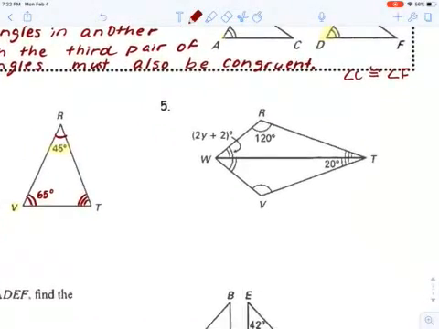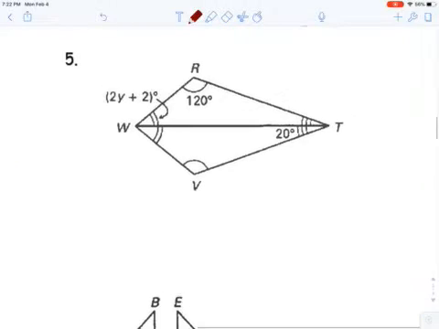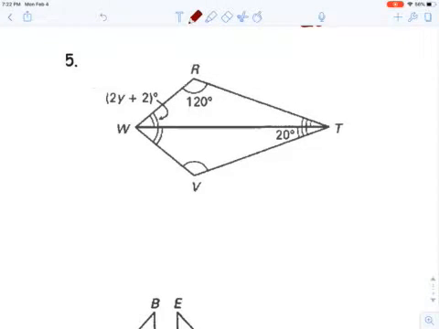For number 5, we're going to use a combination of the two theorems again. But really, mostly just triangle angle sum, because in this picture, all three angles are marked congruent to each other. So starting over here with V, angle V is marked congruent to angle R. So if angle R is 120 degrees, then angle V is 120 degrees.